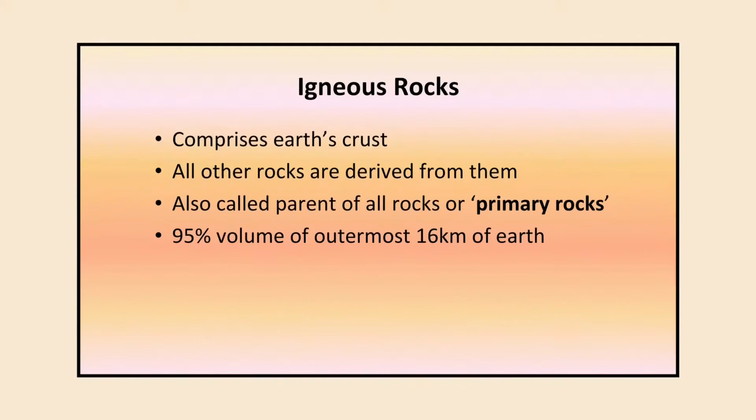Magma is formed around 40 kilometers deep inside the earth, and then it comes out and is called lava. Igneous rocks comprise the earth's surface mainly. All other rocks are derived from them. Therefore, igneous rocks are also known as the parent of all rocks or the primary rocks. 95% of the volume of the outermost 16 kilometers of the earth is made up of igneous rocks.